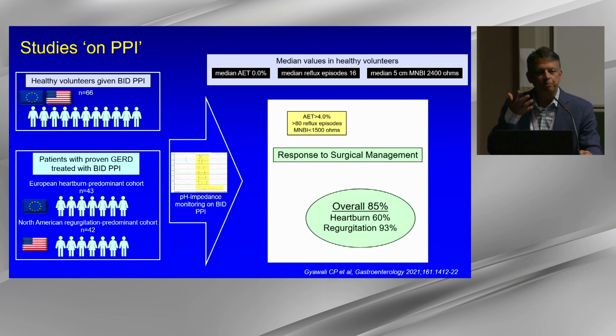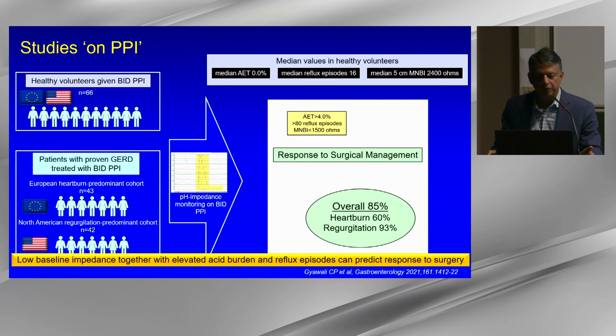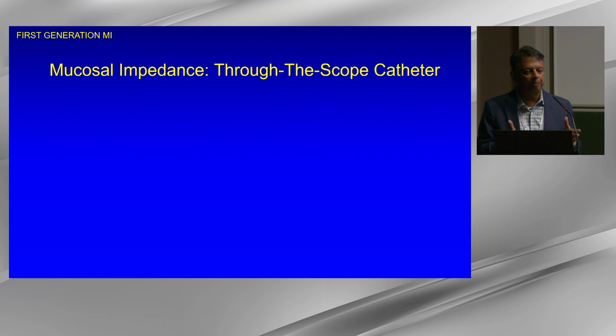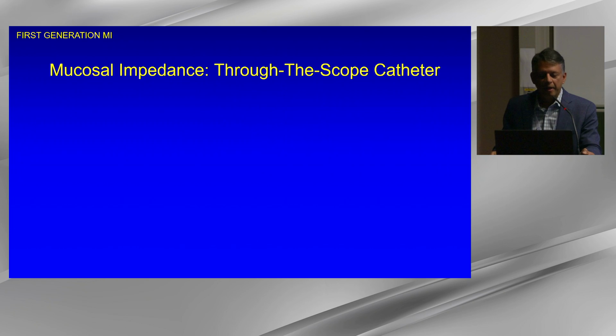So in other words, if the baseline impedance remains low, it implies that there continues to be some noxious element bathing the distal esophagus. All right, so low baseline impedance together with elevated acid burden reflux episodes can predict response to anti-reflux therapy.